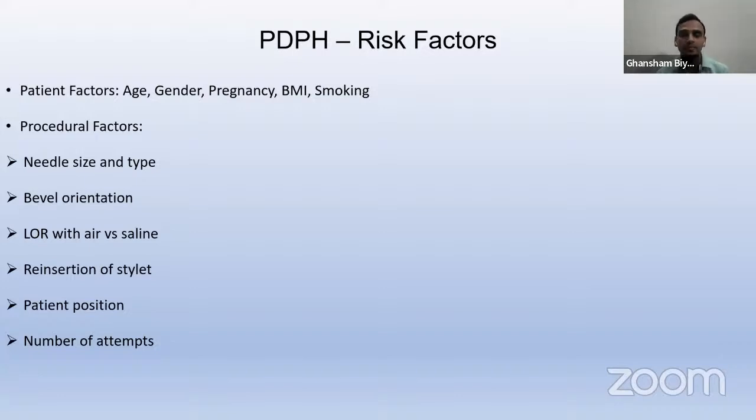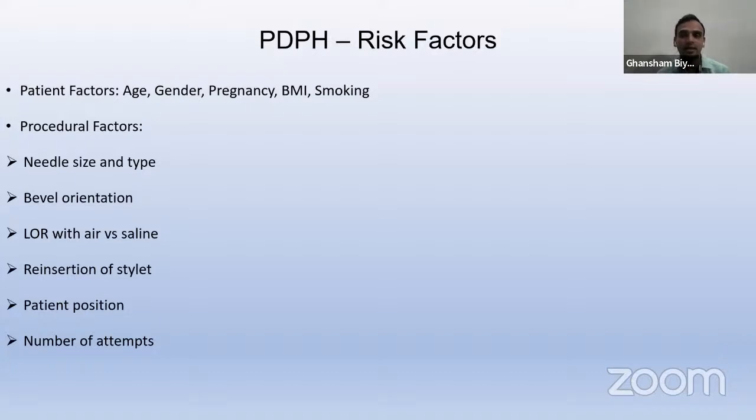But the other concept is that when you are doing it in lateral, probably you require more than one attempt because the anatomy is not very well felt, and you can get the spinal done quickly in a lesser number of attempts because the patient is in sitting position. But again, there is no quality evidence to say which one should be preferred to decrease the incidence of PDPH. And then comes the number of attempts.